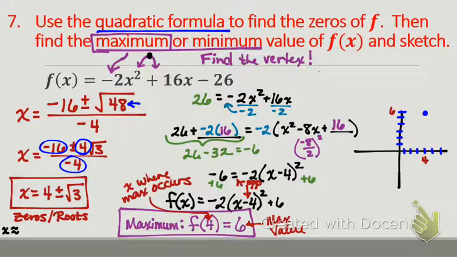Square root of 3 plus 4. 5.73. So that's going to be right here-ish. So something like this. And then I need the other one. So I have to do square root of 3 on the calculator first.